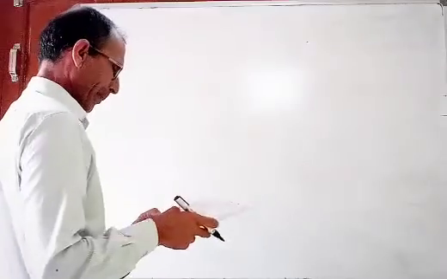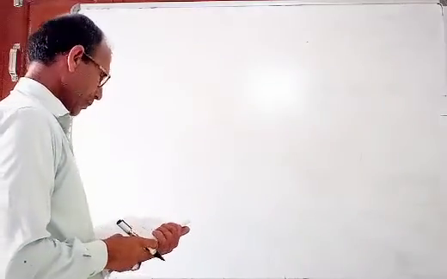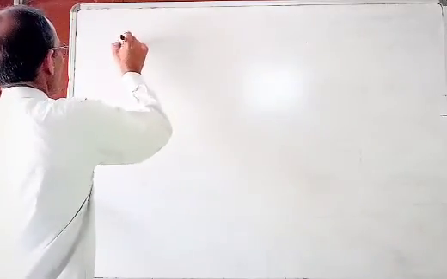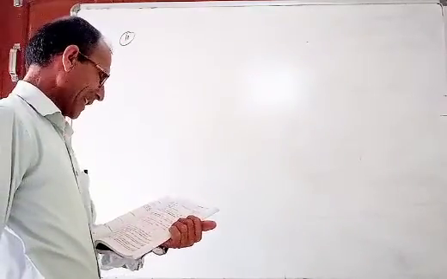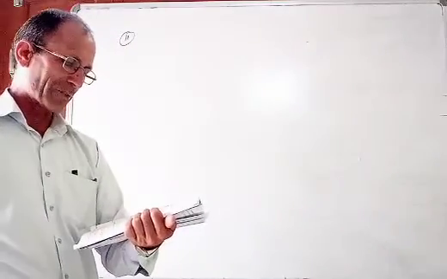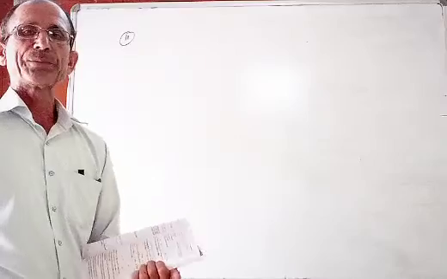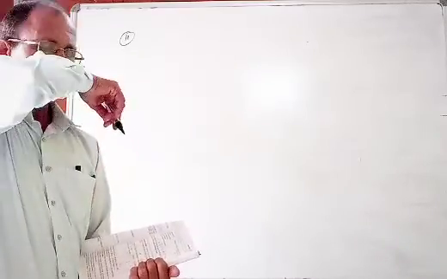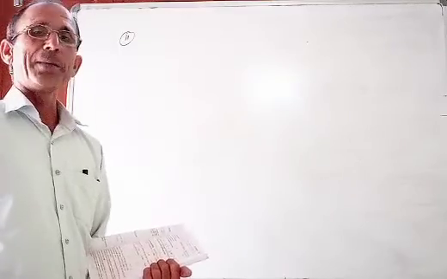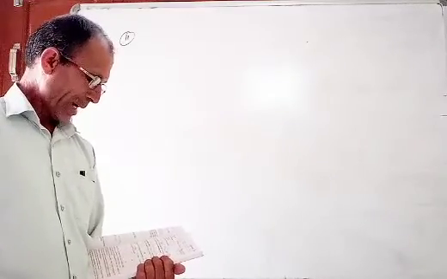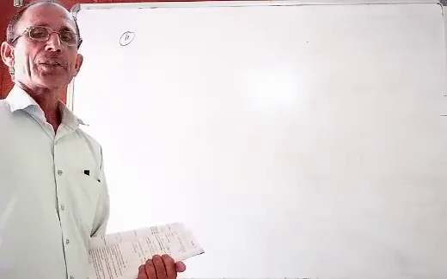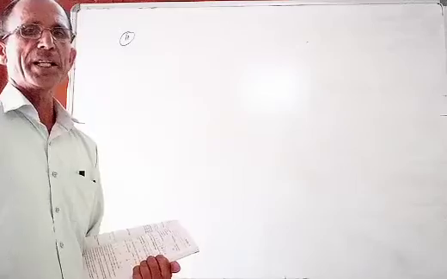Exercise 6.7, second part of the first question. 8 cows can graze a field in 28 days. How long would 14 cows take to graze the same field? The statement you can read easily. So we have to find the number of days.